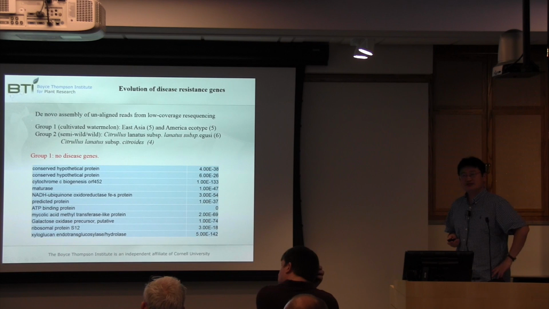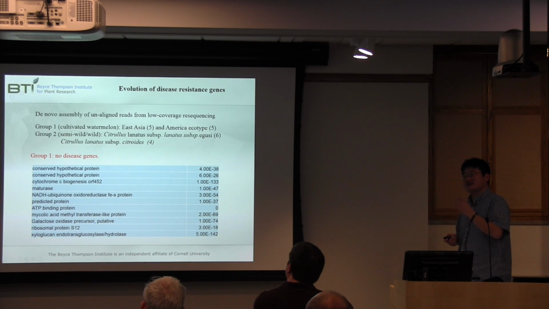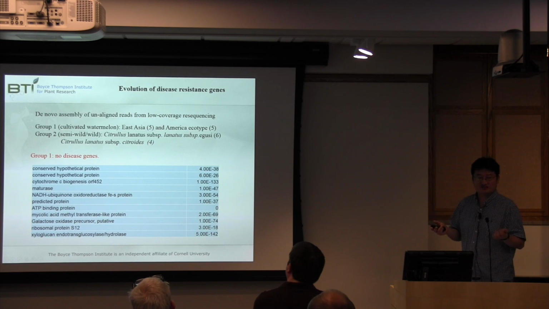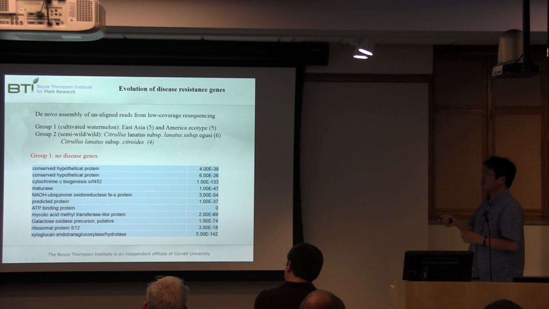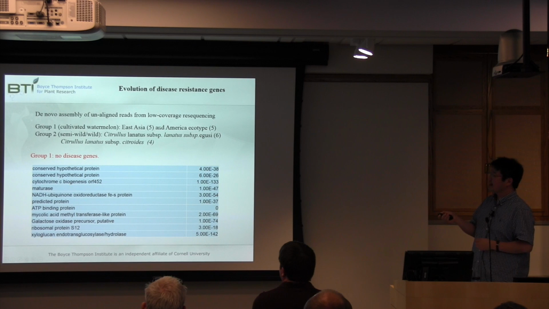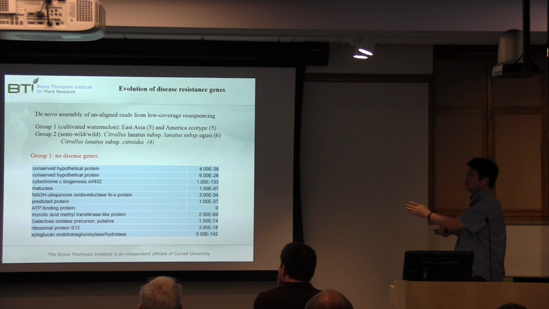So then we thought, because the wild species are highly resistant to all kinds of different diseases, we hypothesized that maybe some genes were lost during domestication. So we did some analysis. This analysis was not done on the 134 accessions. It was on 20 accessions that we did the first time, but the results should be similar. So we aligned the reads to the reference genome, and for those that did not align, we did a de novo assembly. We divided those unaligned reads into two groups. Group 1 is from the cultivated watermelon, and group 2 includes semi-wild and wild watermelon. And you can see in group 1, the genes missing from the watermelon genome, but we didn't find any disease genes.